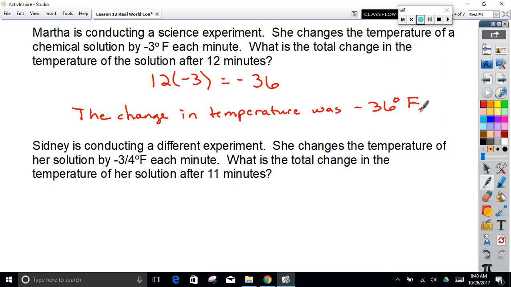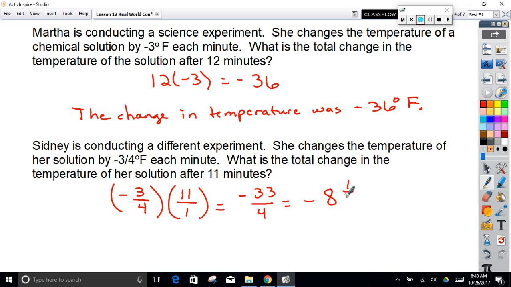Adria, can you tell me how I would solve this one? I did -3/4 times 11 over 1. Okay. So you changed the 11 to 11 over 1. Okay, and what did you get as an answer? My improper fraction was -33 over 4, and my final answer was -8 1/4. Okay, very good. How could I express that as a sentence? The total change in temperature was -8 1/4 degrees. Degrees what? Fahrenheit. Good.